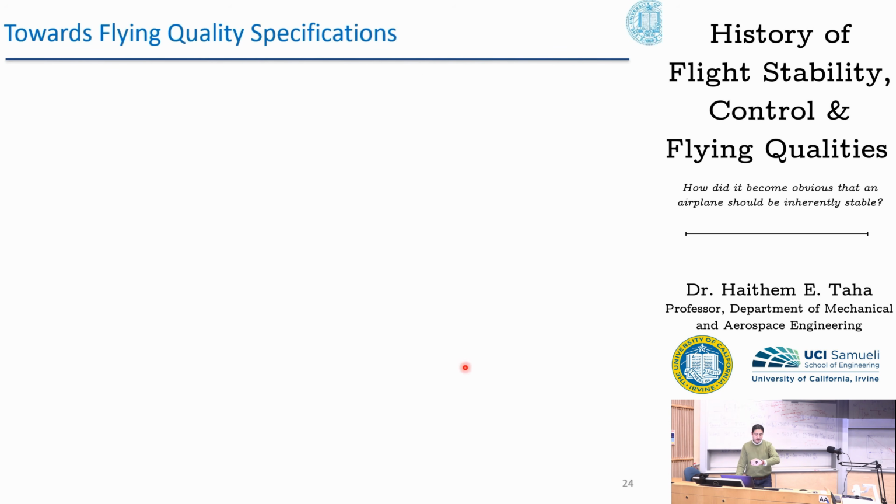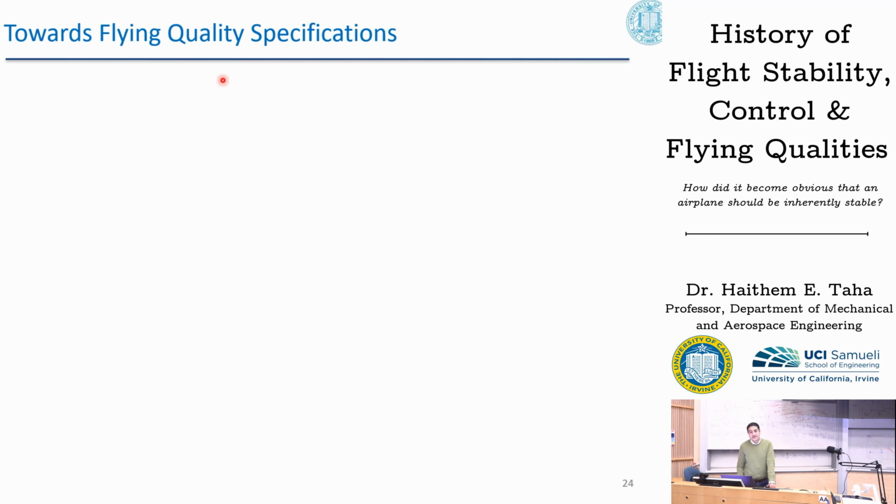So now the community is moving towards trying to specify flying qualities requirements, specifications. We now know that we need stability, but how much? And we need guides for the designers, like what are the variables that the designer should shoot for? These are the main issues.